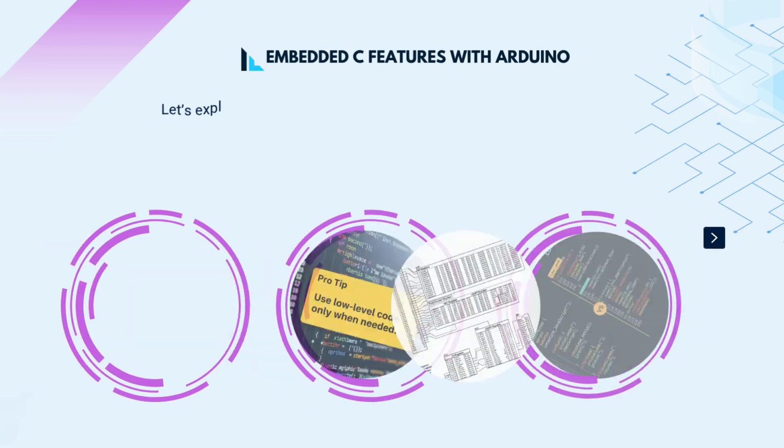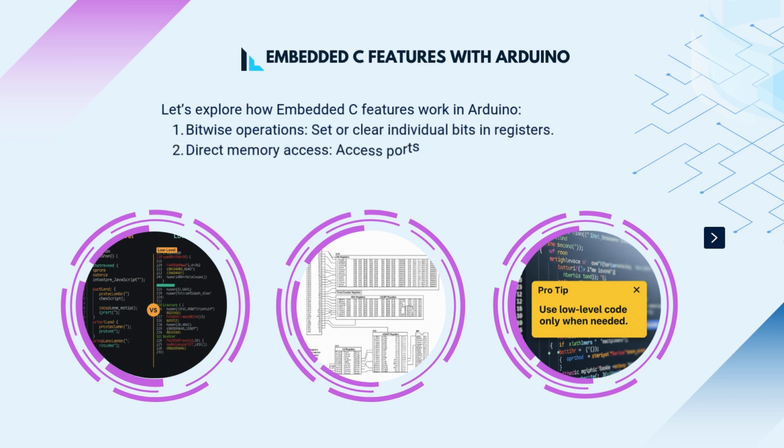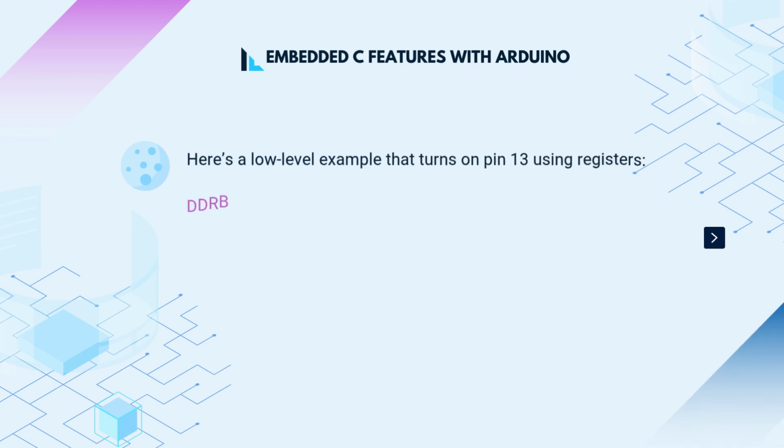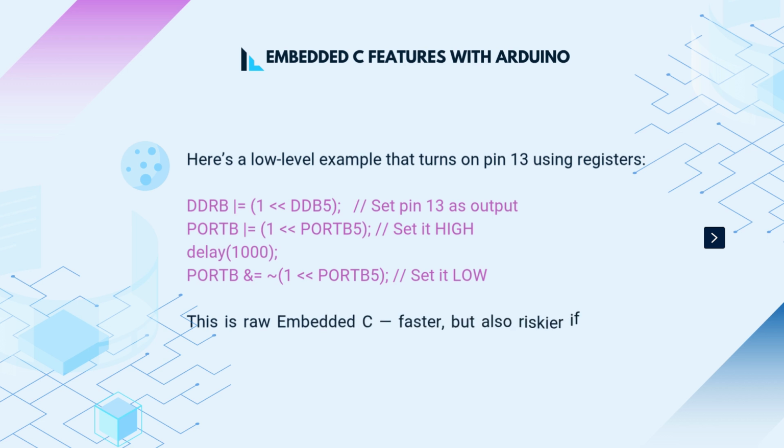Let's explore how embedded C features work in Arduino. Bitwise operations, set or clear individual bits in registers. Direct memory access, access ports like PORTB or DDRB. Efficient control, no need for OS or libraries. Here's a low-level example that turns on pin 13 using registers. This is raw embedded C, faster, but also riskier if you're not careful.